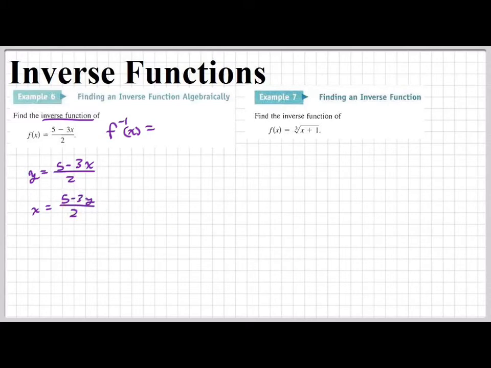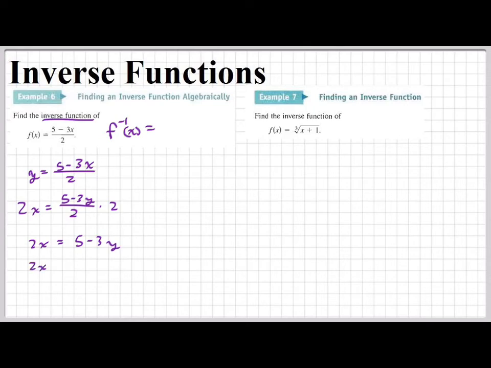If we can get y alone, meaning that we can write y as a function of x, then that means we have an inverse function. So let's see if it's possible. Multiply both sides by 2, right? After I multiply both sides by 2, I get 5 minus 3y. Then what would I do?